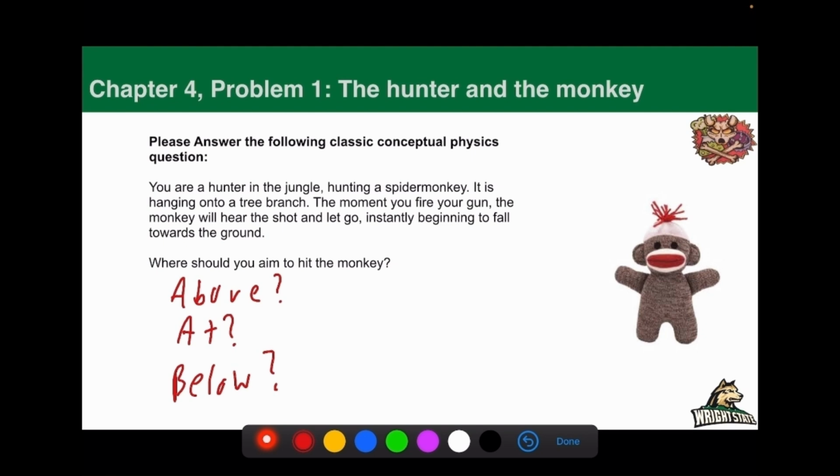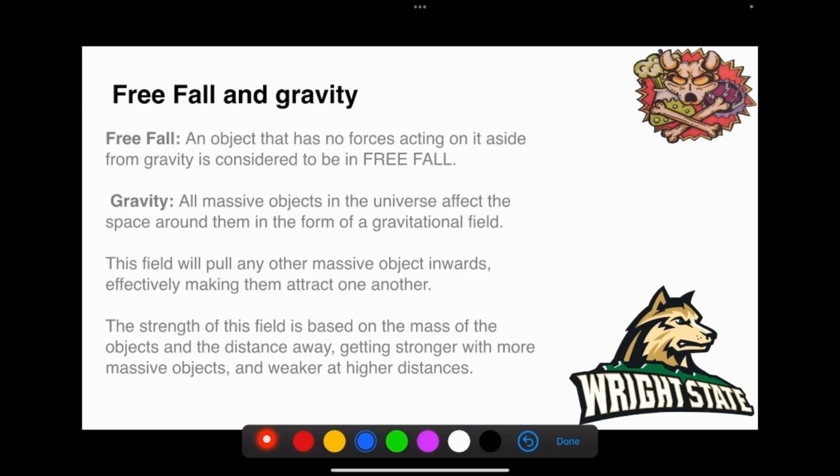Okay. So welcome back. The answer is actually going to be directly at the monkey. And the reason for this actually has a lot to do with gravity and how gravity itself works on falling objects. So, effectively, an object that has nothing acting on it but gravity is going to be in free fall. Free fall is, like I said, the condition where something is being pulled towards the ground only by gravity. So we're ignoring air resistance, we're ignoring tensions, we're ignoring normal forces or friction or anything like that.